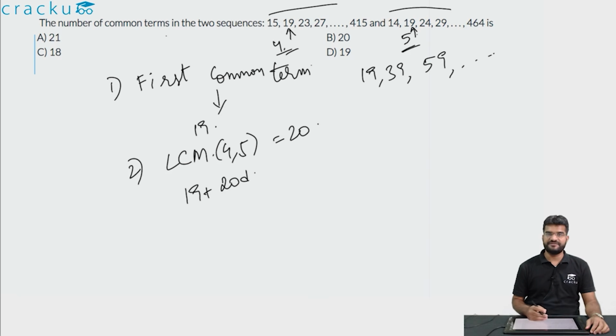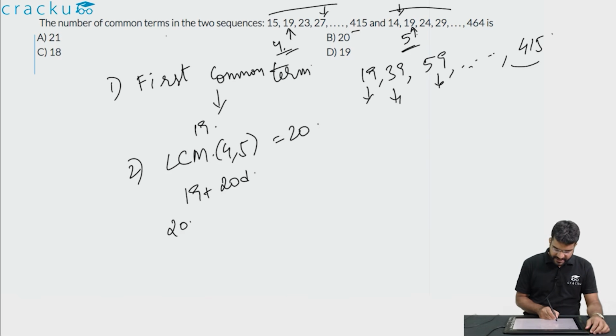So there will be something like 19, 39, 59 and so on. So all the terms where you add 20 to 19 or a multiple of 20 to 19 will be common between both these sequences. Now we are required to find out how many such terms exist. So it will continue to go on till we get 415 or the number crosses 415. Now you can easily find out that all the terms of this common sequence will be something like 20 into n minus 1, where n will start with 1, in which case the number will be 19.